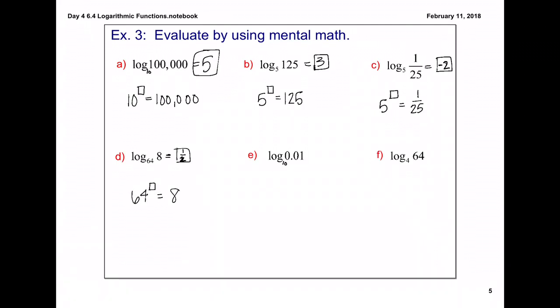Log with a base of 10, because it's a common log, is equal to what? 10 to what power is equal to 0.01, which is the same thing as saying 10 to what power is equal to 1/100th. So we have a negative 2. Log with a base 4 of 64 is equal to what? 4 to what power is equal to 64? And 4 to the third power. You now can complete your worksheet.